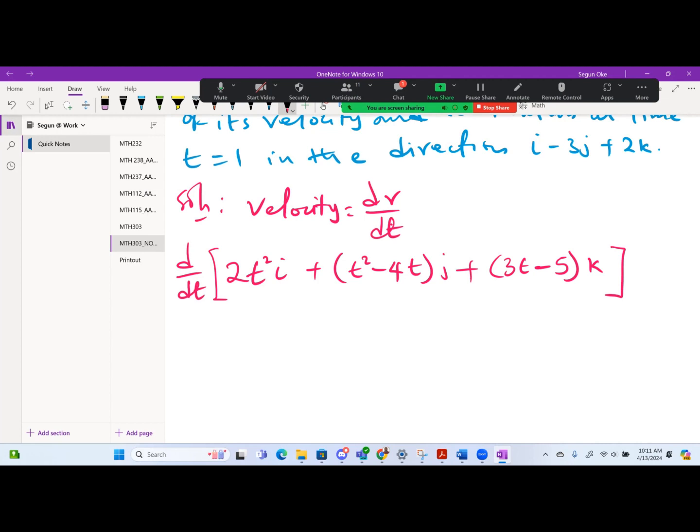So we need to solve this problem. How do we solve it? It's pretty simple. Differentiate this one, it will be 4t i. Then differentiate what is inside: plus 2t minus 4 j, plus, when you differentiate this, what do you have? 3k, because 5 is a constant, it turns to 0.